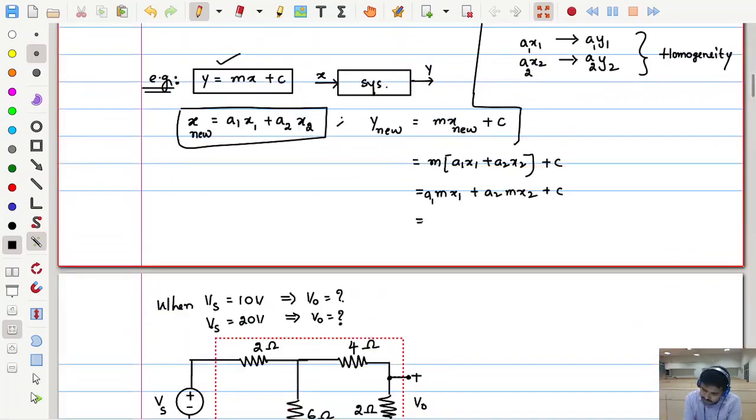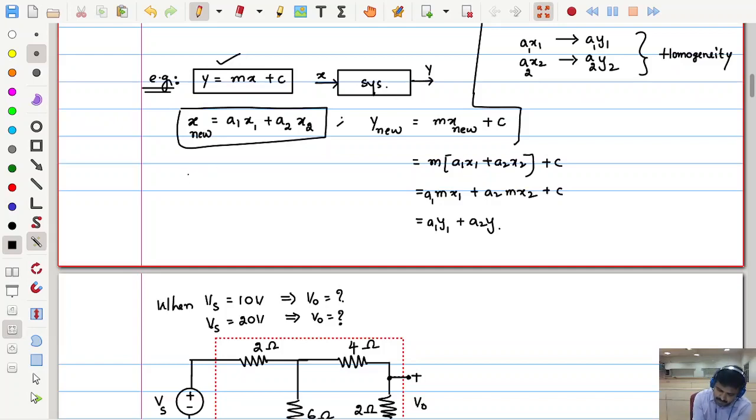Now try to observe, is this the new output? Can we write this as a1 times y1 plus a2 times y2? Can we bring the output into this format?